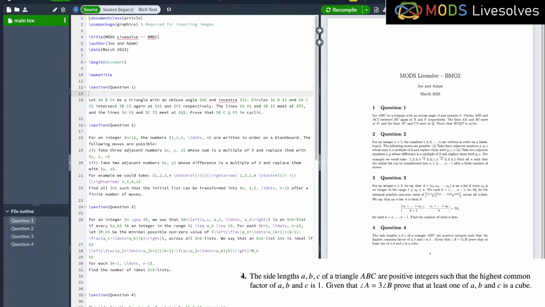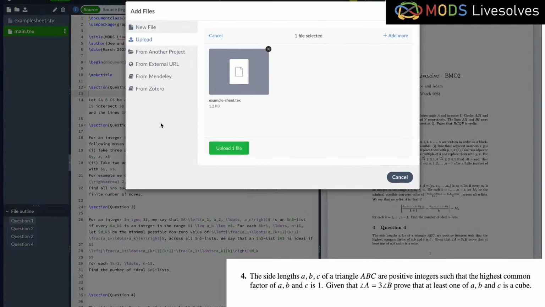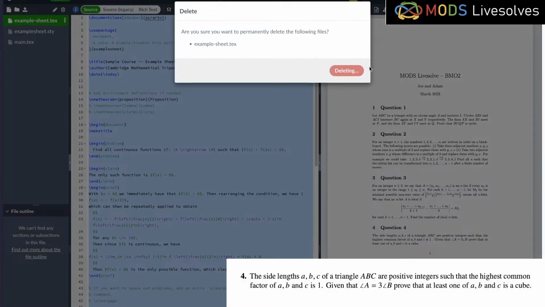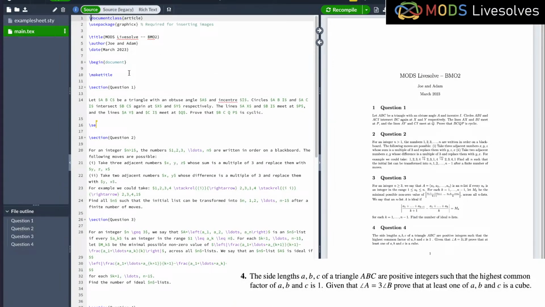Let me just upload a LaTeX template. I'm just doing LaTeX format stuff first. Just give me a second. I'll fix it. Just start typing. It's fine.